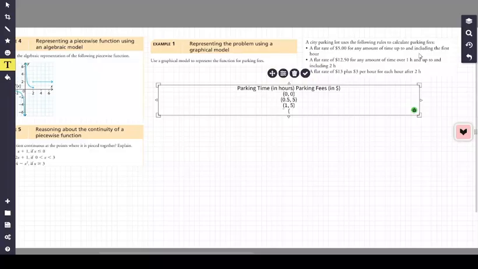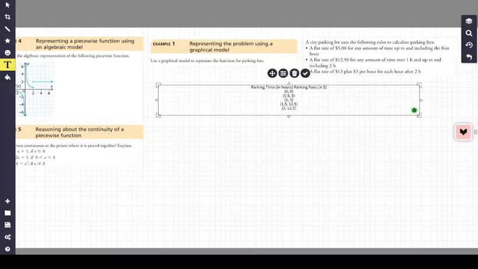And then how about an hour and 30 minutes. How much are we paying now? We no longer qualify for the first bracket. We're going to go into the second bracket: a flat rate of $12.5 for any amount of time over 1 hour and up to and including 2 hours. So 1.5 obviously qualifies for the second bracket, so it's 12.5. Let's see 2. What is 2 hours going to do? At 2 hours it's still included in the second bracket, so it's still $12.5.